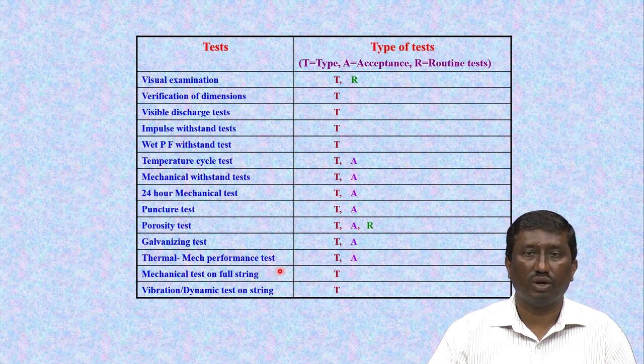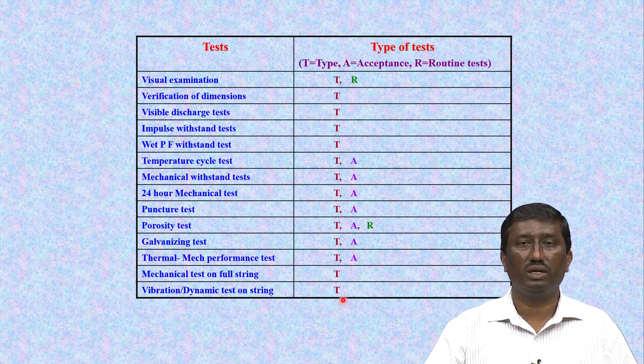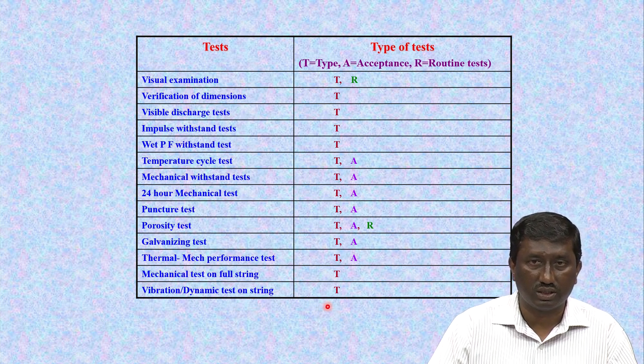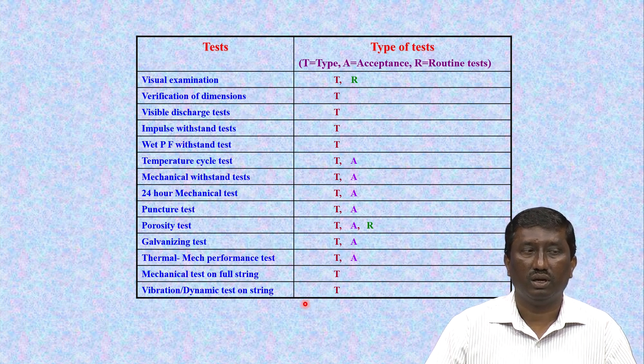Similarly, thermal mechanical performance, we have to make it both the type and acceptance. So, mechanical test particularly on the full string arrangement, that full string consisting of the entire line hardware, conductors, corona control arrangement, arcing horns similar to the field conditions are normally conducted in the test laboratories or recognized certification laboratories. And vibration dynamic test, this also falls under the type test. These are some of the classification for the insulator strings which gives an idea of which come under the category of type testing, acceptance or the routine testing arrangement.